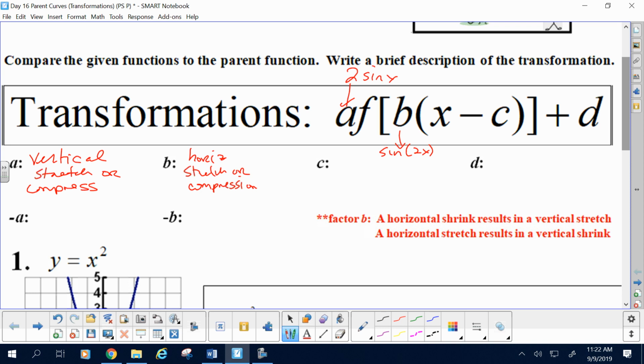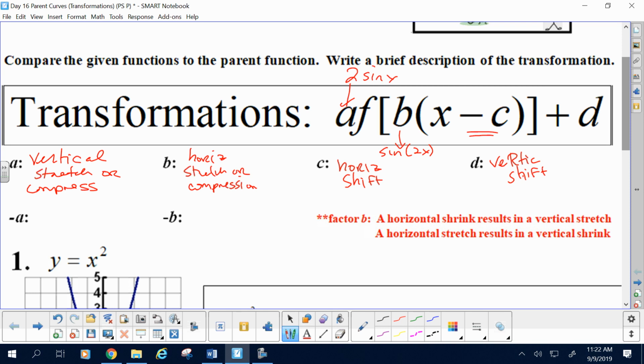All right, what about C? What does C do? Think of it in terms of, does it shift it horizontally or vertically? Horizontal, so that's a horizontal shift. It makes the starting point right or left of where you would normally expect it to be. And D, what about D? Vertical shift. For sinusoids, we think of it as the center line, but it's really the whole graph being shifted.